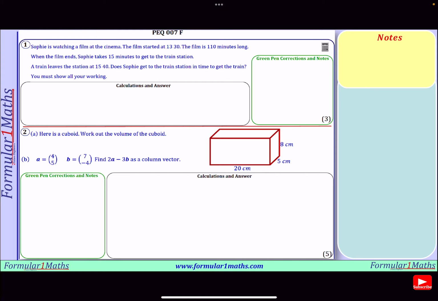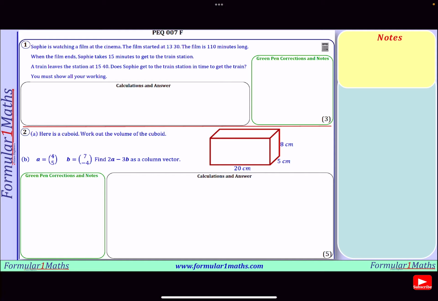Sophie is watching a film at the cinema. The film started at 13:30. The film is 110 minutes long. When the film ends, Sophie takes 15 minutes to get to the train station. A train leaves the station at 15:40. Does Sophie get to the train station in time to get the train? You must show all your working.